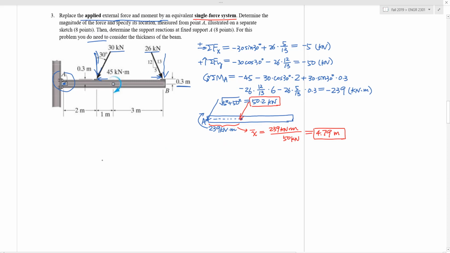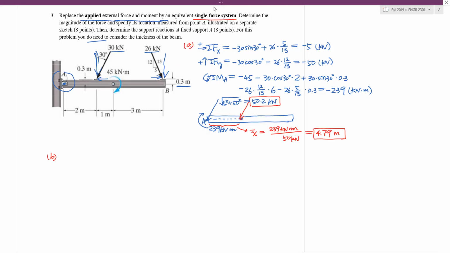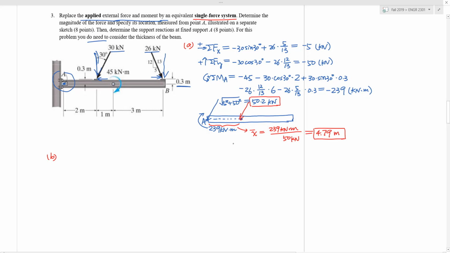Okay, so now with that said, we're going to move on to the next part, which is to determine the support reaction. So we have already determined the equivalent system. So we're going to use the equivalent system, 50.2 kilonewton here, which is equivalent to a 5 kilonewton here and a vertically down 50 kilonewton here. And that's it. That's the entire load. That's why we do the replacement.